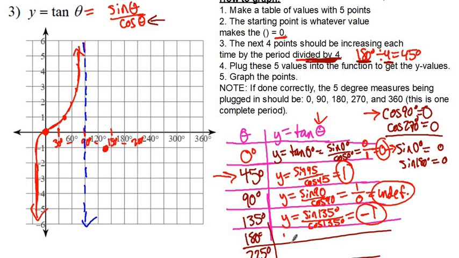And then we have tan 180, which is sine 180 over cosine 180. Sine of 180 is 0. Cosine of 180 doesn't matter what it is, because 0 over anything is 0. So we'll have 180, 0. There's a point right there.